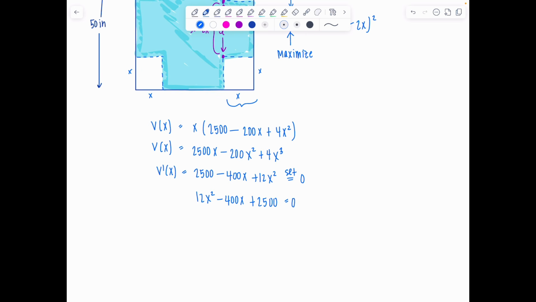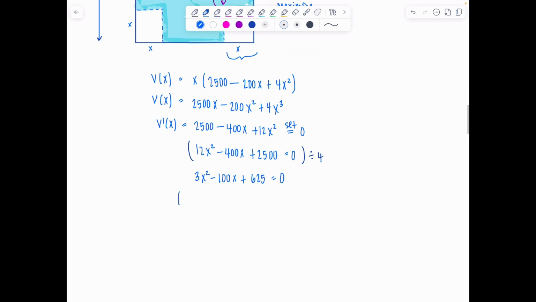Do you see? We can divide everybody by 4. Okay, perfect. Then we have 3x squared minus 100x plus 625 is 0. Okay, this will factor: 3x, x, and then 625 is 25 times 25. So 25, 25, these would both have to be negative. Perfect. So from here I get either x is 25 over 3 or x is 25.